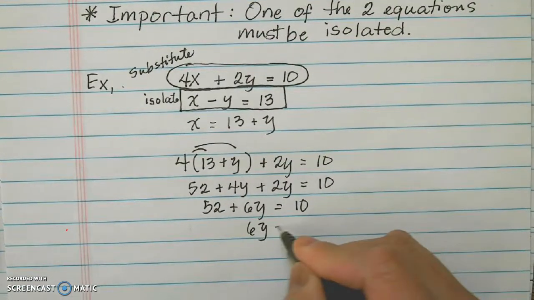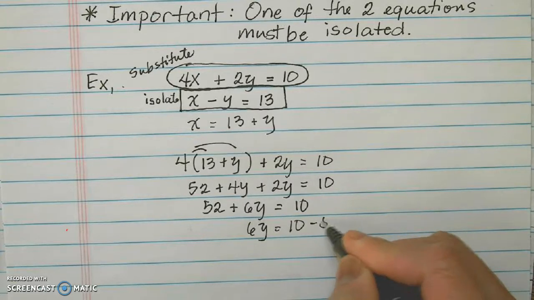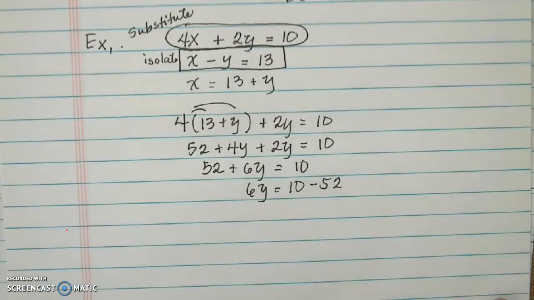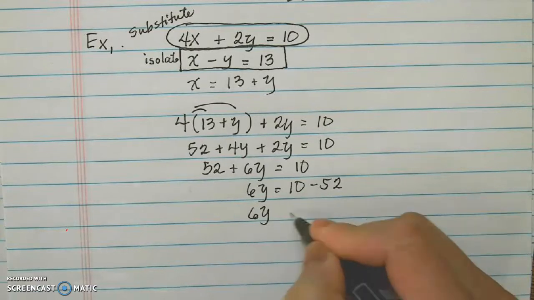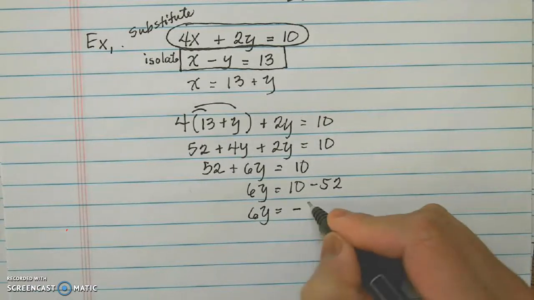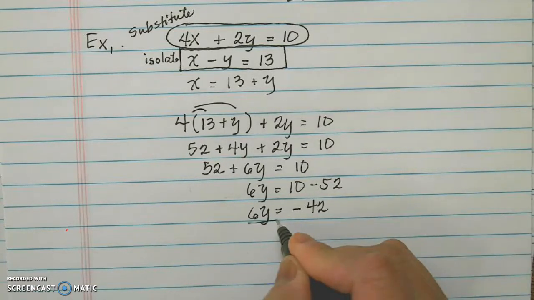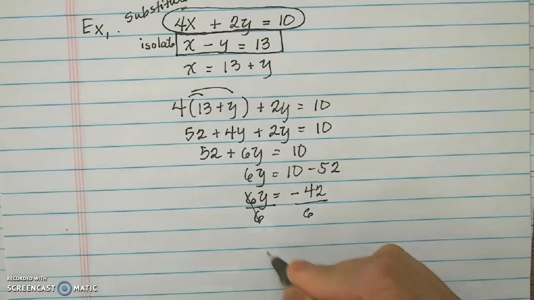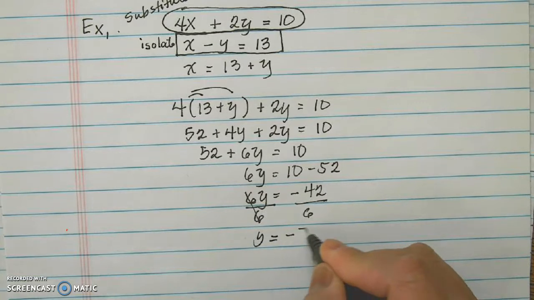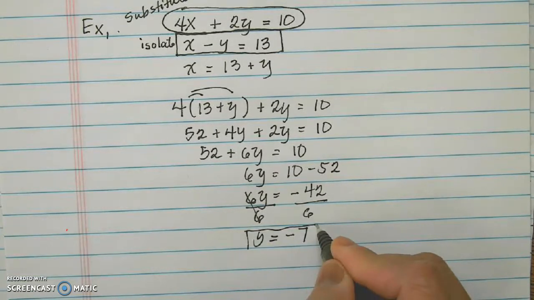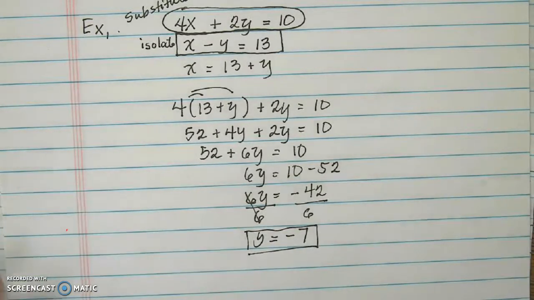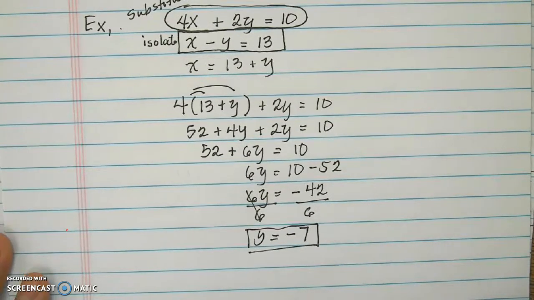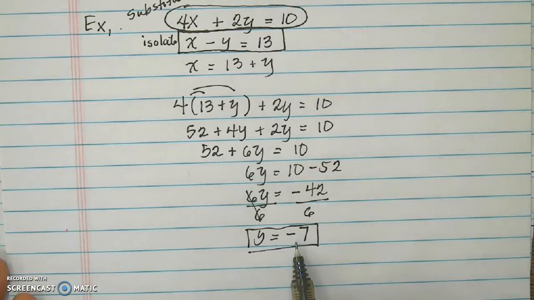6y is 10 minus 52. 6y is equal to negative 42, which is divided by 6. Your y is going to be negative 7. You now have one of the coordinates of your intersection point. And again, they're intersecting and you're getting the intersection point. This is now your first coordinate.